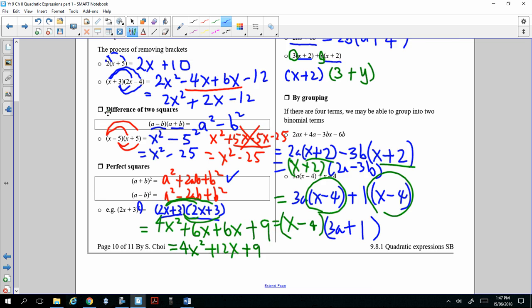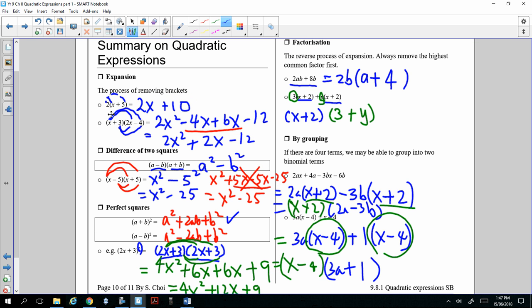I told you there's 2 pages today. So factorization is pretty hard. Expanding is easy. Factorize a bit harder. We have to go reverse.